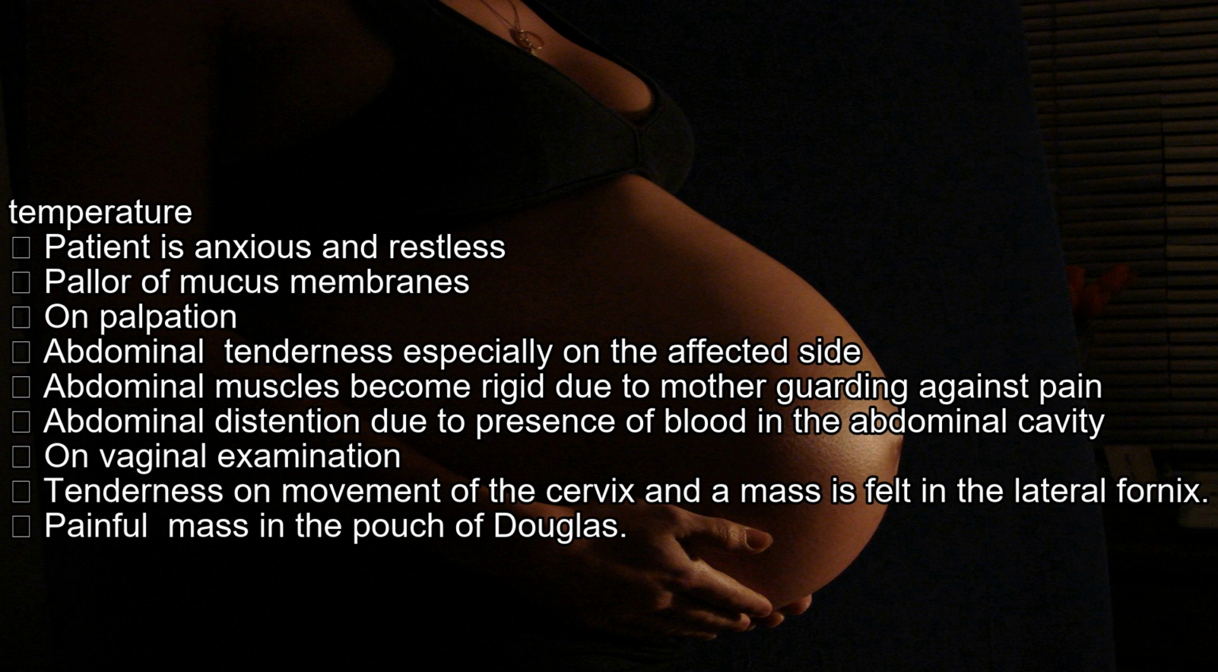On palpation: abdominal tenderness, especially on the affected side. Abdominal muscles become rigid due to the mother guarding against pain. Abdominal distension due to the presence of blood in the abdominal cavity. On vaginal examination: tenderness on movement of the cervix and a mass is felt in the lateral fornix. Painful mass in the pouch of Douglas.